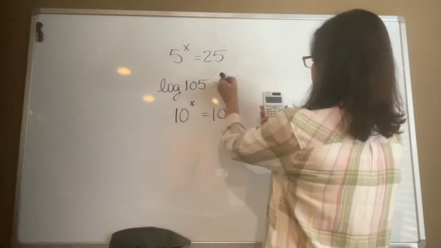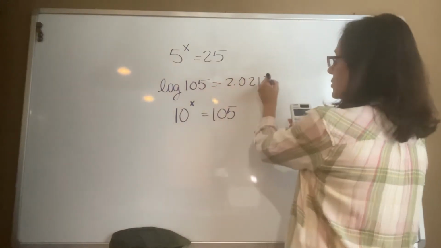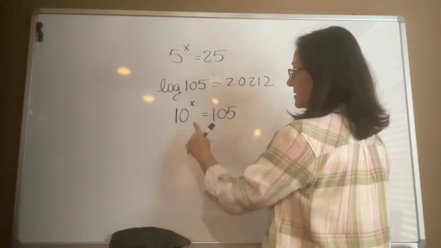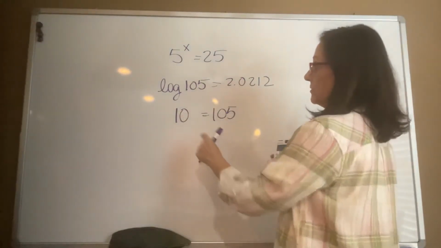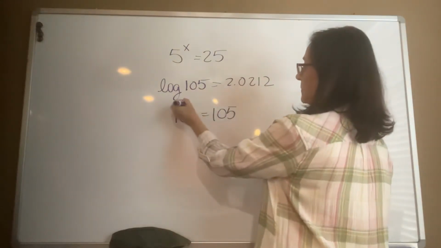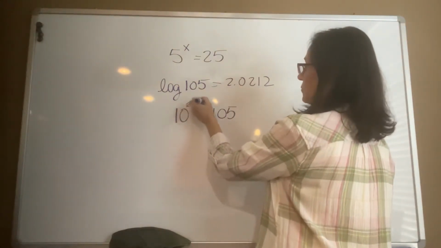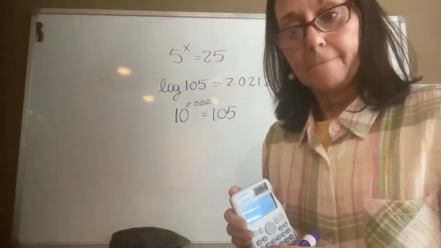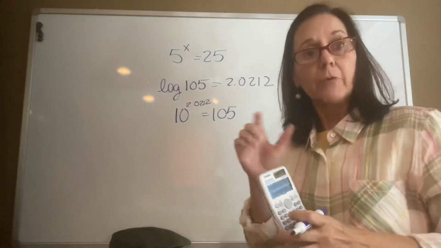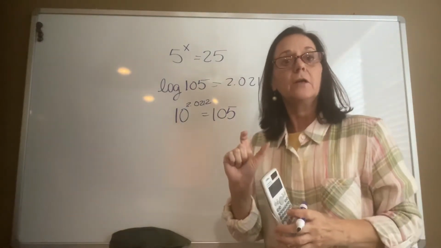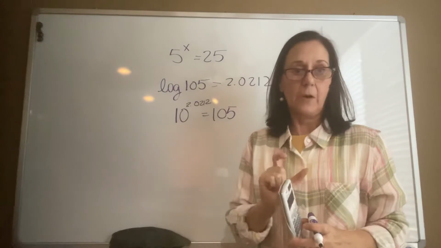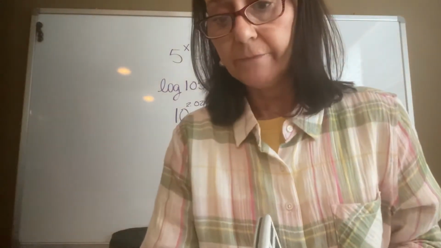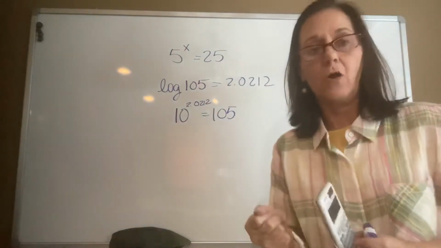So x equals 2.0212, going to 4 decimal places. So converting this to exponential is my base to my exponent. 10 to the 2.0212 will equal 105. Okay? We're going to practice in a minute going back and forth between log form and exponent form. But a second part of this lesson deals with a natural log, all right?